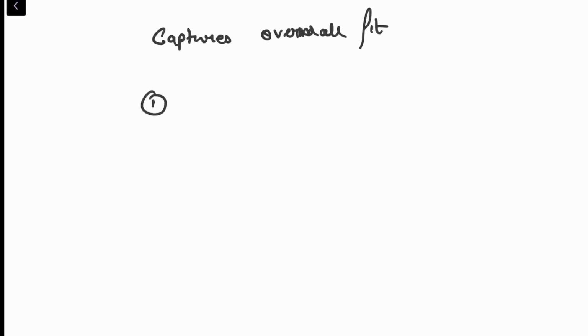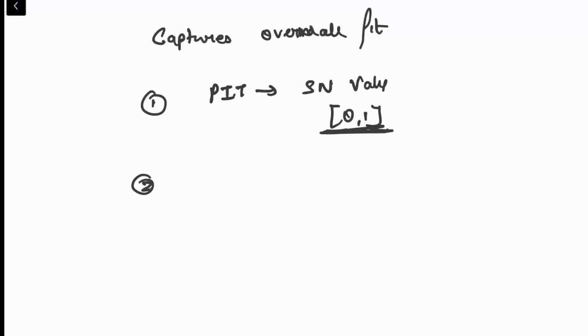Point number 1, transform PIT values into standard normal values, that is, from the 0 to 1 range to mean 0 and standard deviation 1. Clear? This avoids the problem caused by the range of 0 to 1. Then use the log likelihood function to test for independence.